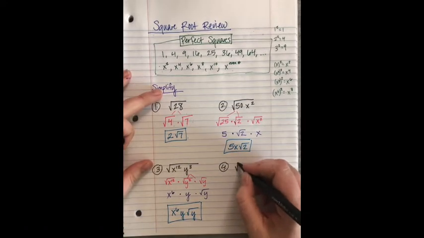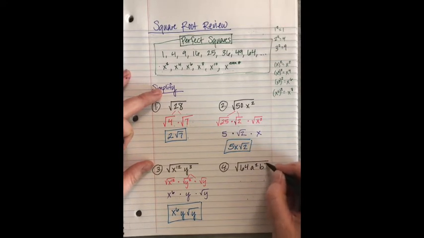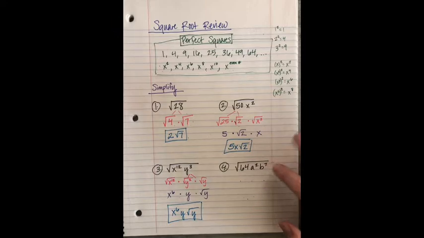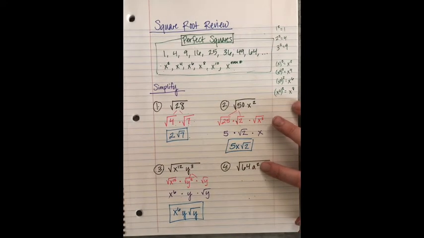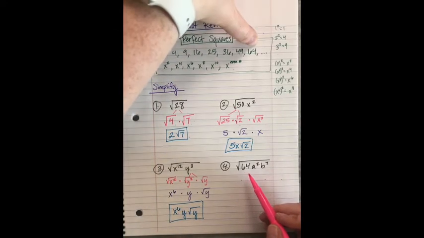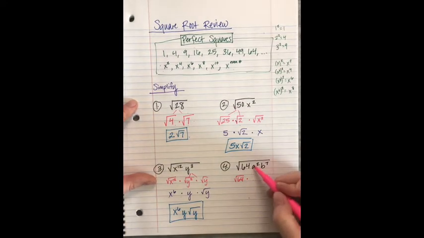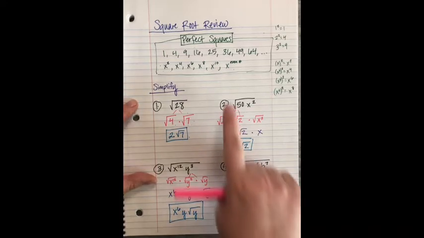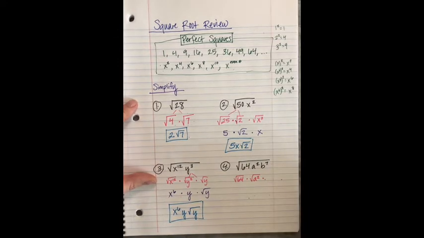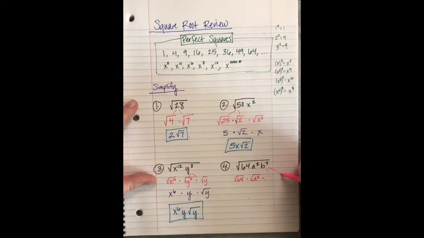Number 4, let's do the square root of 64 a squared b to the 7th. Okay, so we have 3 little things in here: the square root of 64 times the square root of a squared times the square root of b to the 7th. The square root of 64, yay, is a perfect square, so I'm just going to drop it down on its own right now. A squared, a to the 2nd power, that 2 is an even number, so it's good to go. I'm just going to drop it down in its own radical. But b to the 7th, 7 is an odd number, so I'm going to have to break this apart.